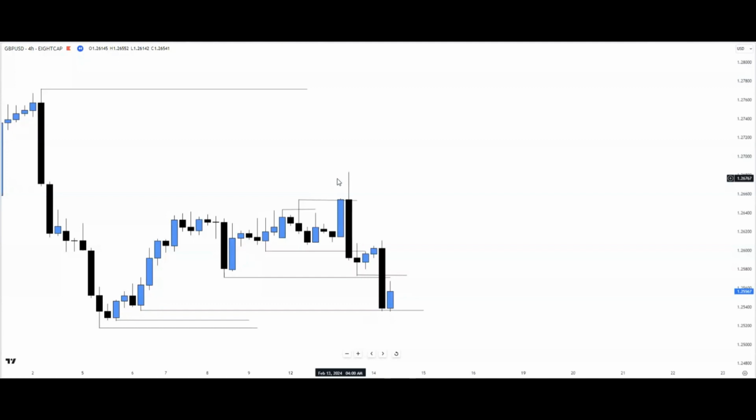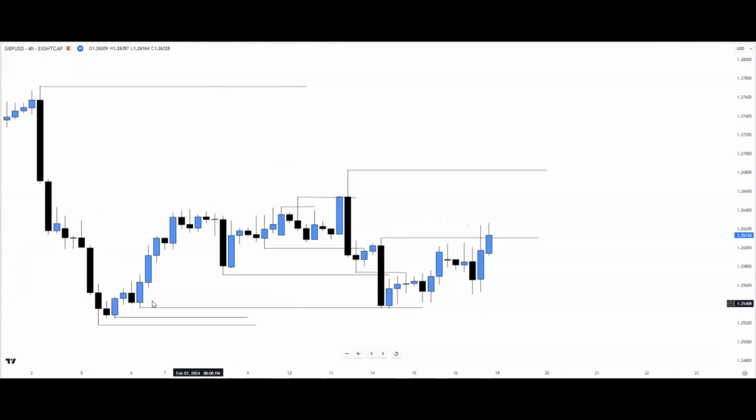And if we play price forward, we can see how price left sell side liquidity and is now pushing for buy side liquidity. So this is how the institutions move price from buy side liquidity to sell side liquidity. And this can go on and on and on in the marketplace.